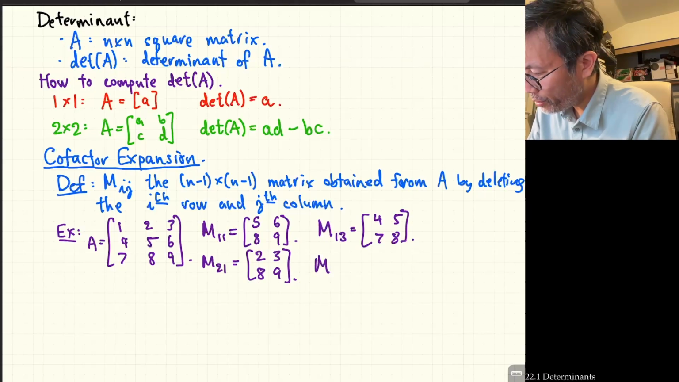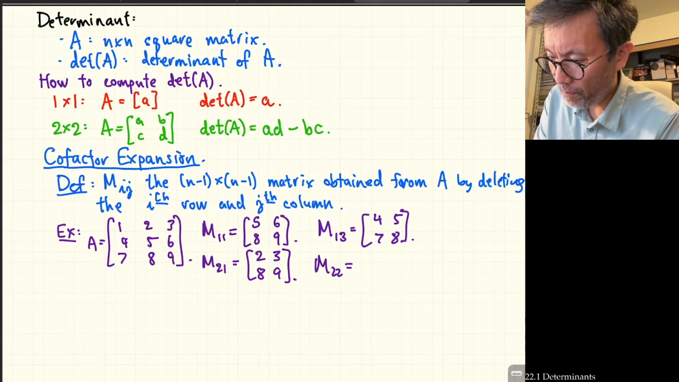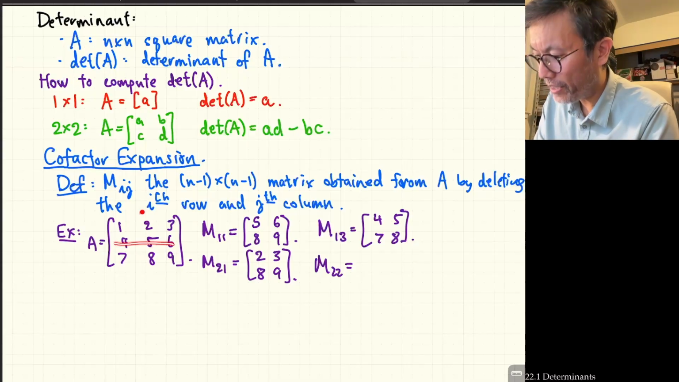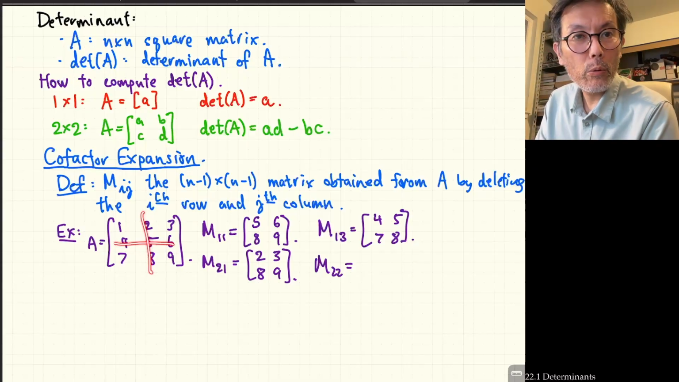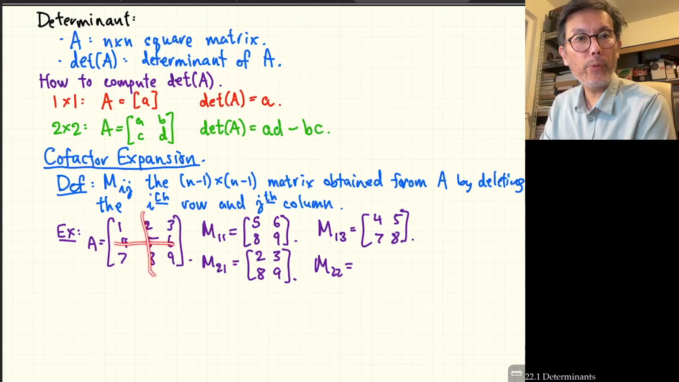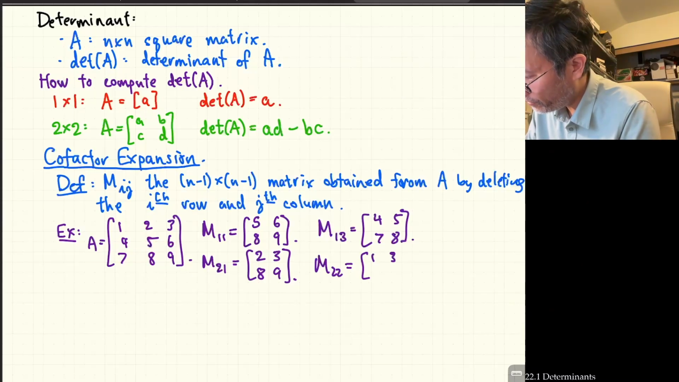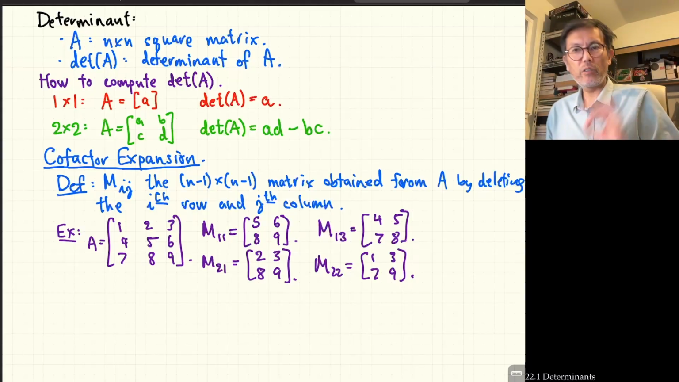And what is M22? This would be deleting the second row and second column. And what we're left with, can you see it, is 1, 3, 7, 9. Make sure you understand this. 1, 3, 7, 9. Okay? So that's Mij.